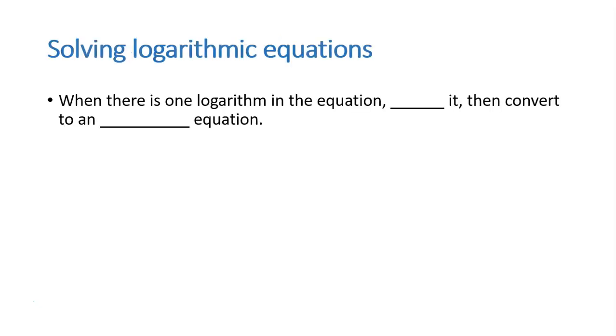What happens when there's one logarithm? In this case, we want to isolate it. If it's not already by itself, we need to get it by itself. And then we're going to convert to an exponential equation, which is actually going to make our lives so much easier. It's not going to require us to do the extra work we did with exponentials. It's just going to clean up our equation and it's going to restate the logarithm in a more sense-making way.